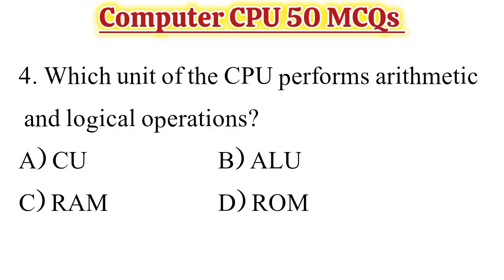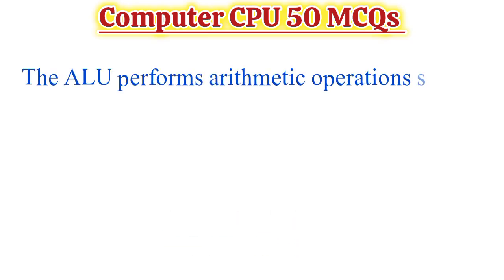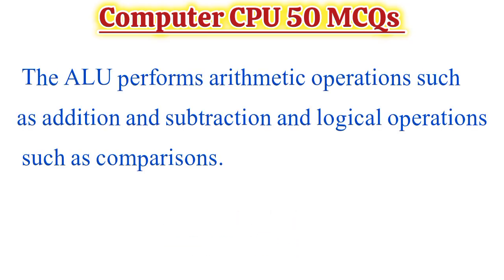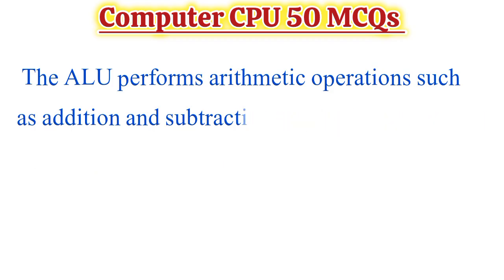4. Which unit of the CPU performs arithmetic and logical operations? A. CU. B. ALU. C. RAM. D. ROM. Answer: ALU. The ALU performs arithmetic operations such as addition and subtraction and logical operations such as comparisons.